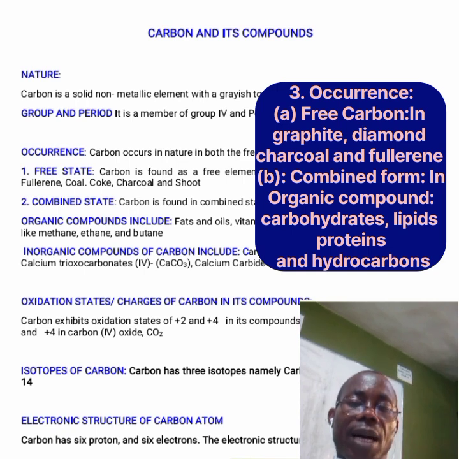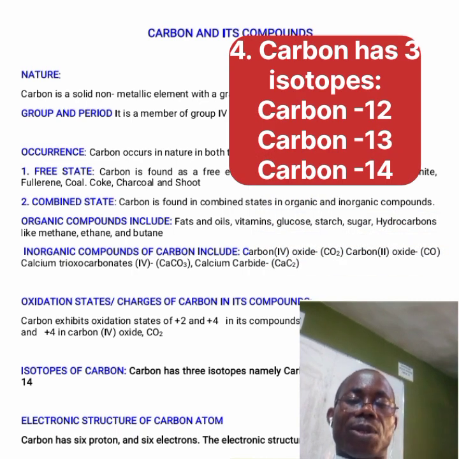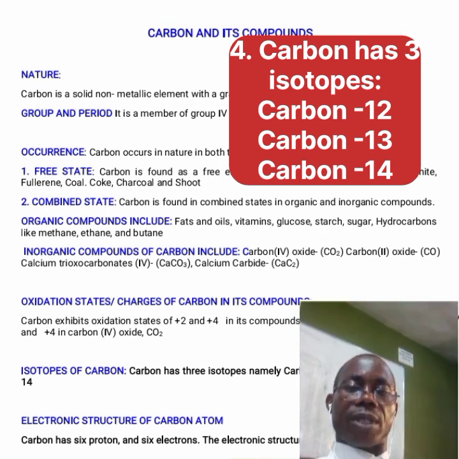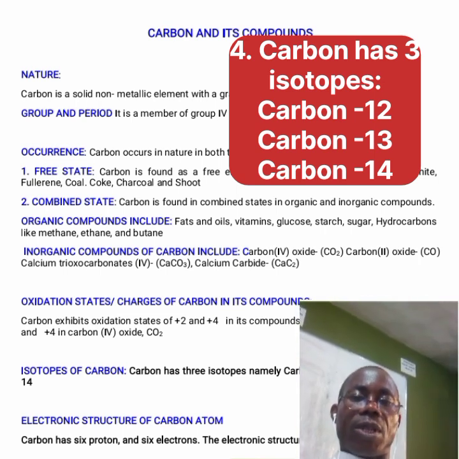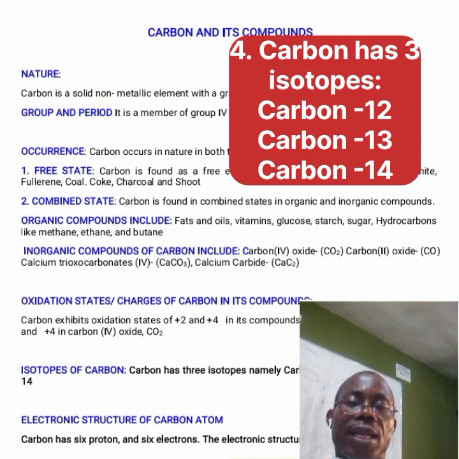Now, isotopes of carbon. Carbon exists in three isotopic forms: carbon 12, carbon 13, and carbon 14. The most stable among these isotopes is carbon 12. Carbon 14 is highly radioactive. It is quite unstable.